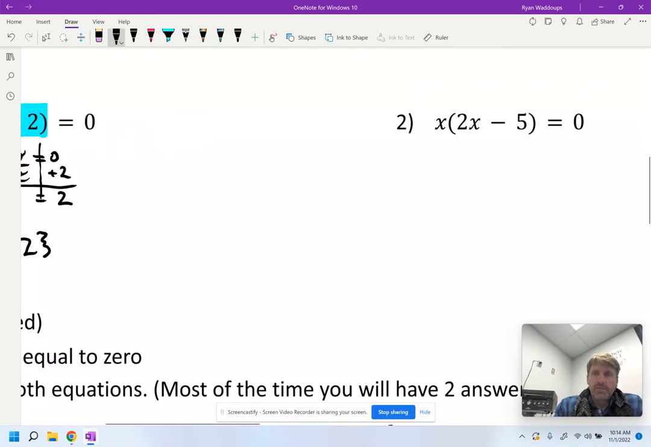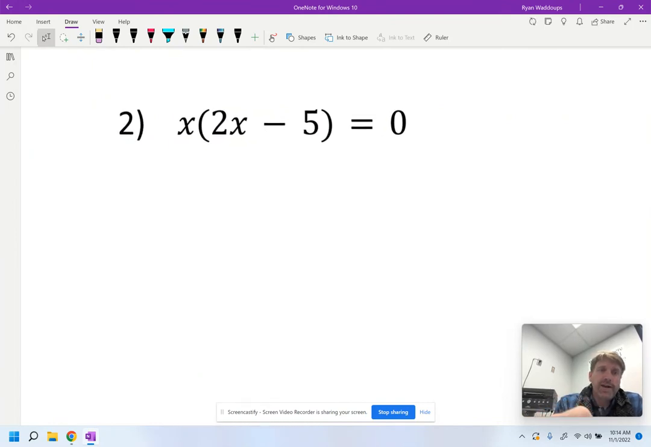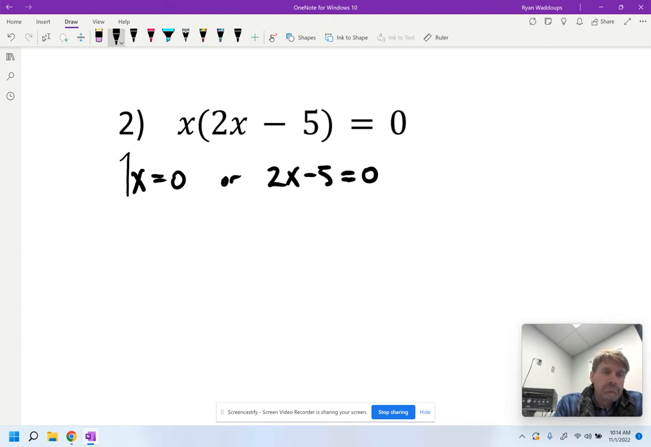All right, let's look at number 2. Here we've got two factors. X is one of them. Either x equals 0 or 2x minus 5 equals 0. And in the case of x equals 0, I don't need to do anything with it. That's the solution. The variable is already isolated. X equals 0.